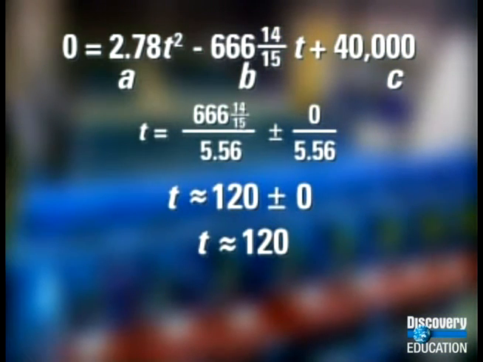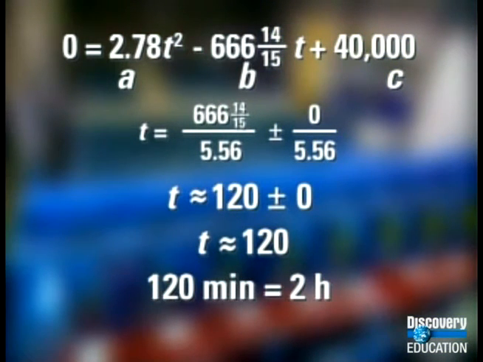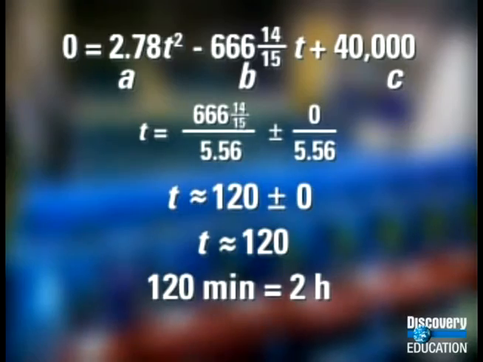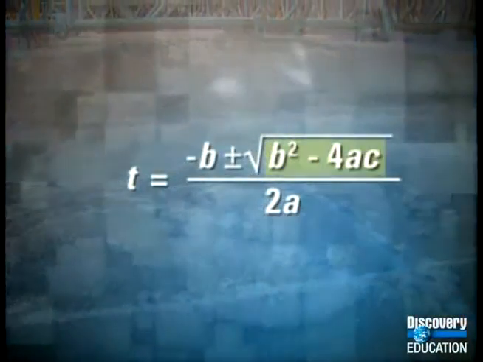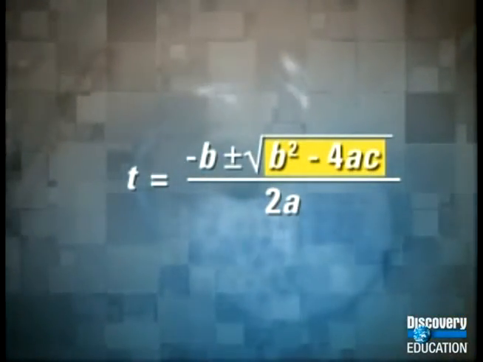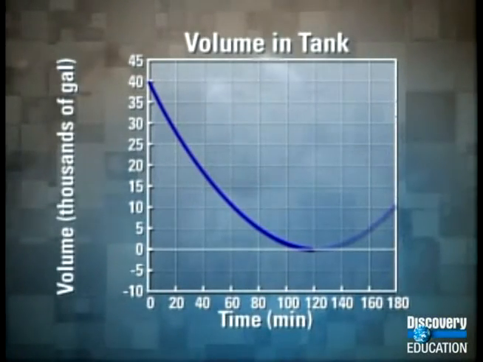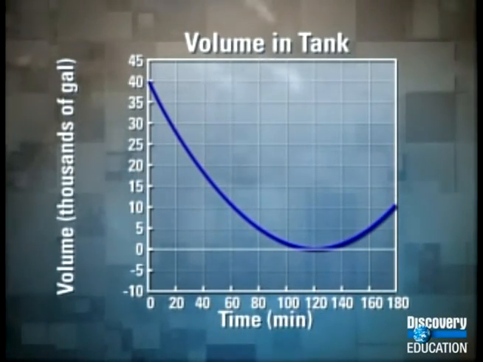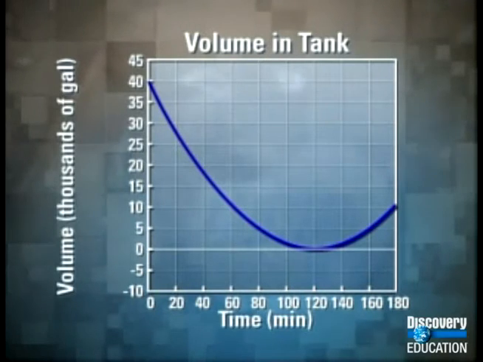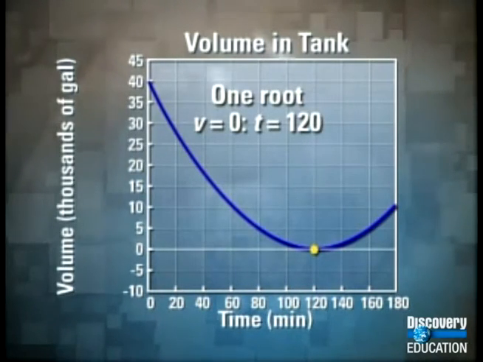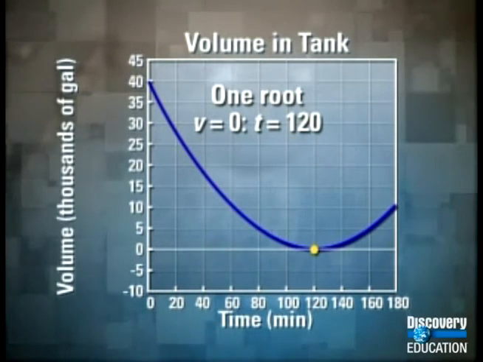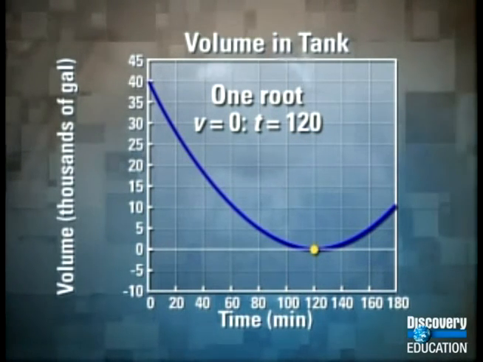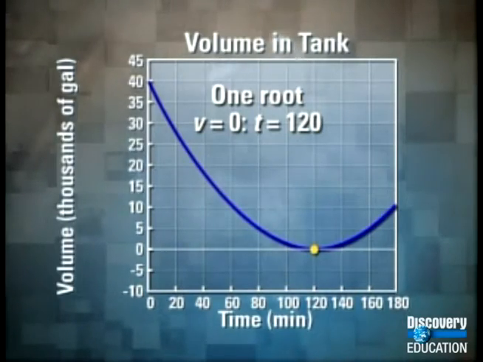So T equals about 120 plus or minus 0. And the time for emptying the tank is about 120 minutes, or 2 hours. The discriminant, the part under the square root sign, is 0. When the discriminant equals 0, the equation has only a single root. This is reflected in a graph that touches the x-axis at one point, as does the one for this equation. Here, the root is 120, meaning the tank empties in 120 minutes or 2 hours.